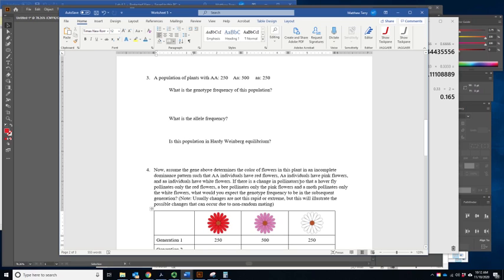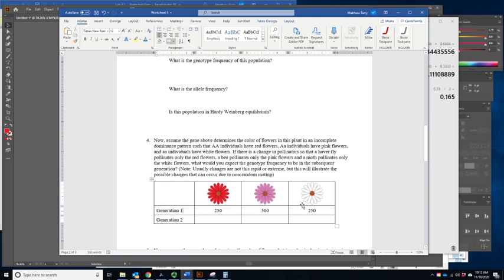Now, if there's a change in the pollinators, so that a hoverfly pollinates only these red flowers, so red flowers will only be able to mate with red flowers, a bee pollinates only the pink flowers, and a moth pollinates only the white flowers, then what would we expect to happen? So we've introduced an evolutionary force. We've introduced some non-random mating. And it's a bit of an extreme example, but it's purposely that way so we can see the effects.